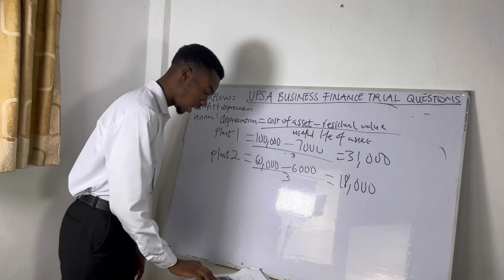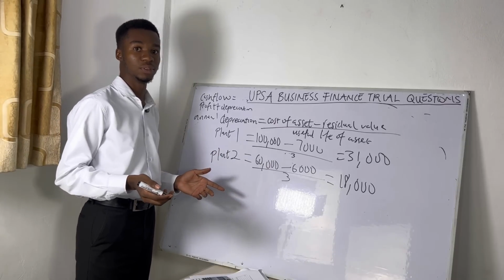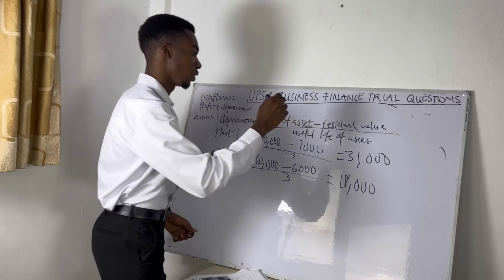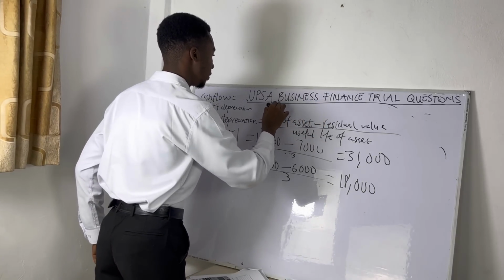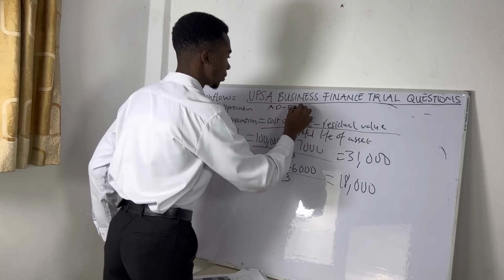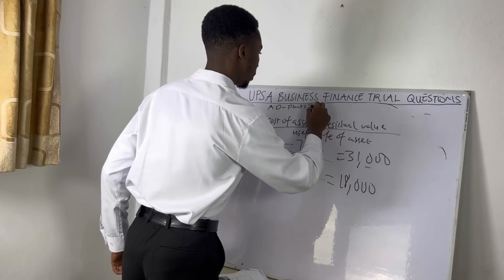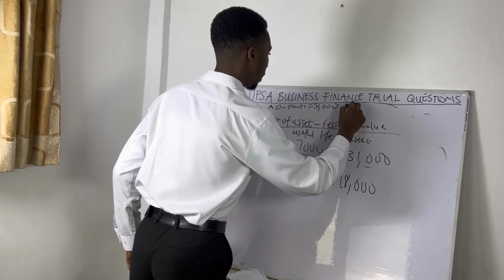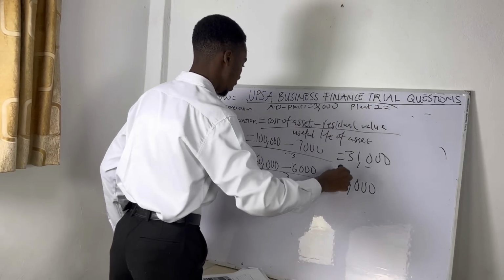And A says you should calculate the payback period. So now that we've got the depreciation, we can calculate the cash flows and the payback period. You get it? Now let me write them at the top so that we don't forget. Annual depreciation, AD, for plant 1 is equal to 31,000. Then plant 2 is equal to 18,000.